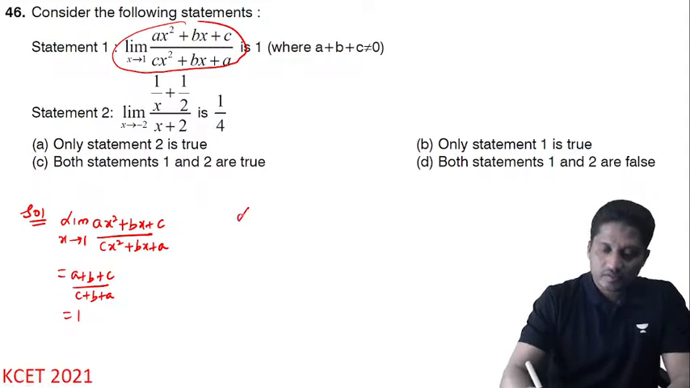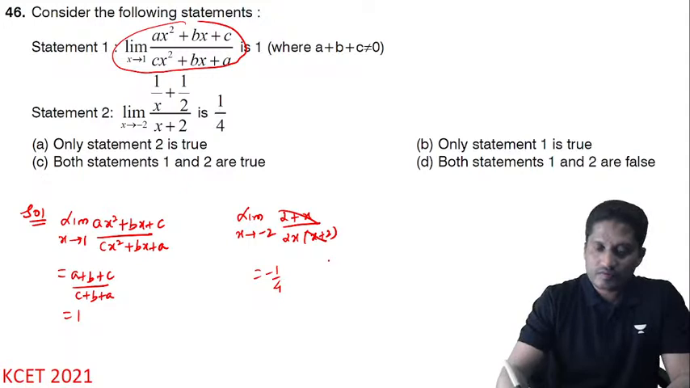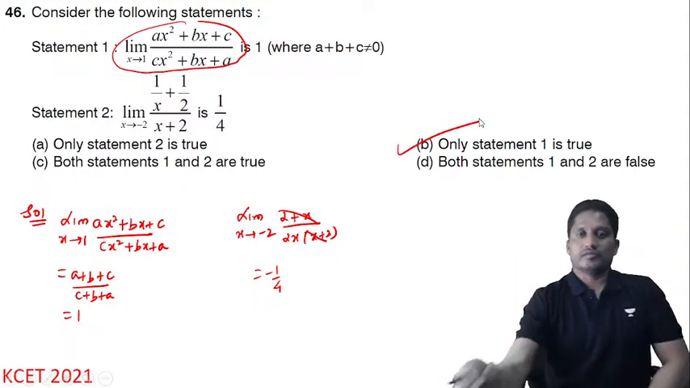Statement 2, limit x is tending to minus 2. If you cross multiply 2 plus x divided by 2x into this is x plus 2. This will cancel, x is tending to 2, you get minus 1 by 4. Alright, which is false. Only one is true. Only statement 1 is true.